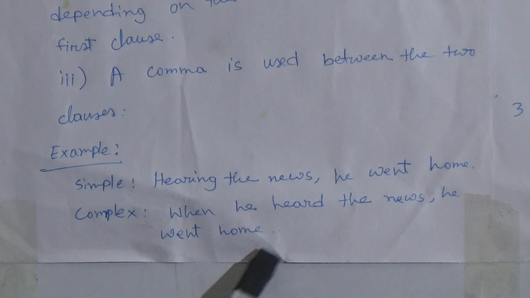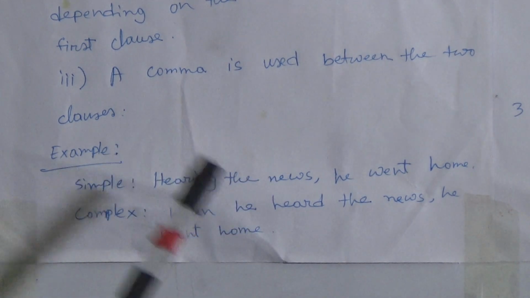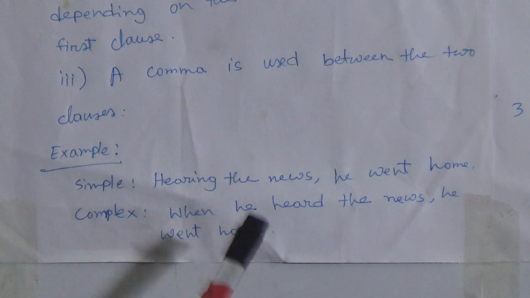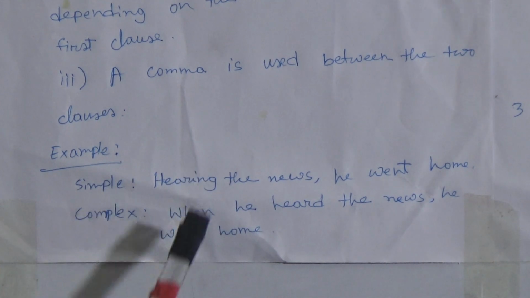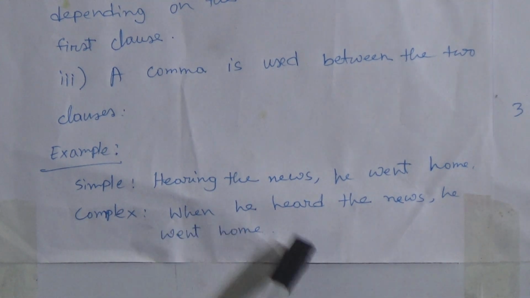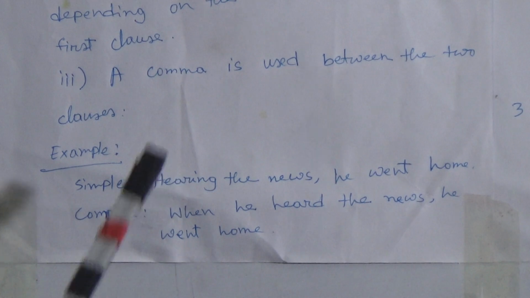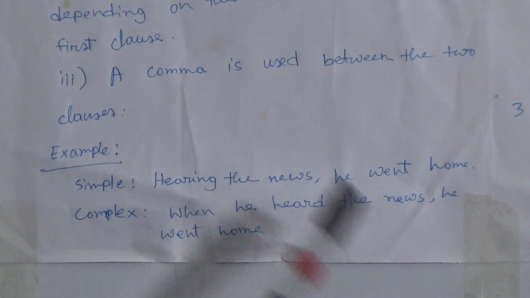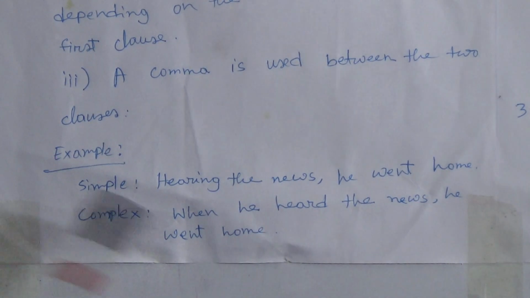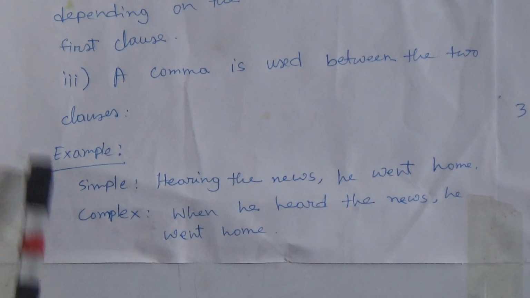So dear students, here as per our rule, the present participle is to be changed according to the same tense of the sentence, and subject will be used in the two clauses, okay. And since or as or when has to be used at the beginning of the first clause depending on the meaning of the first clause. So here we have used when, okay. Then look, number 3, a comma is used between the two clauses. Here we have used comma, okay. So like this way you have to transform from simple to complex.